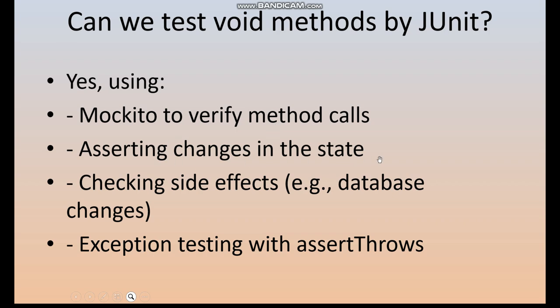And then asserting changes in the state. Suppose you have added elements to a list, so you can simply check the size of the list, so that you can easily confirm that this particular test case has been done and it has been successful. And then checking side effects, for example database changes, if you are doing any database changes in the void method, that is also possible. Or lastly, you can throw an exception from the void method. Then with the help of assertThrows, a method in JUnit, you can check that your void methods are verified there.